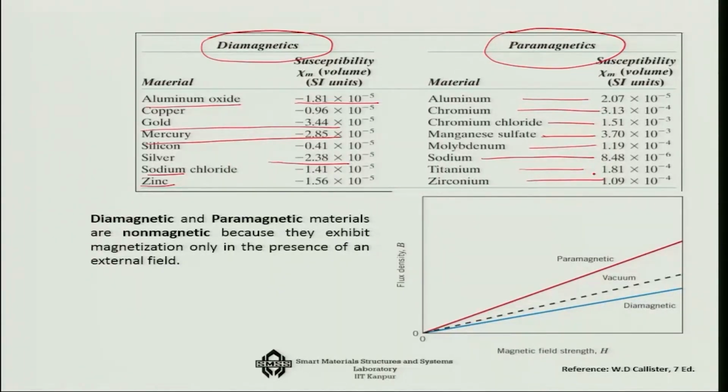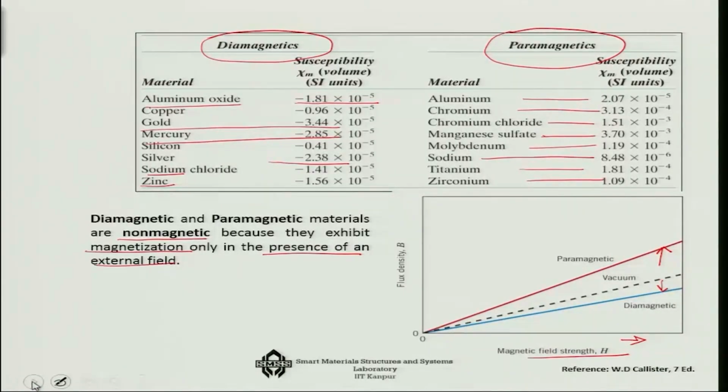So, these materials are non-magnetic in the sense that they exhibit magnetization only in the presence of an external field, and if I increase this external field H, then the magnetic flux density increases. For the diamagnetic material, it is still much lower than in vacuum, and for the paramagnetic material it increases slightly with the help of the magnetic field H. So, that is the diamagnetic and the paramagnetic material.